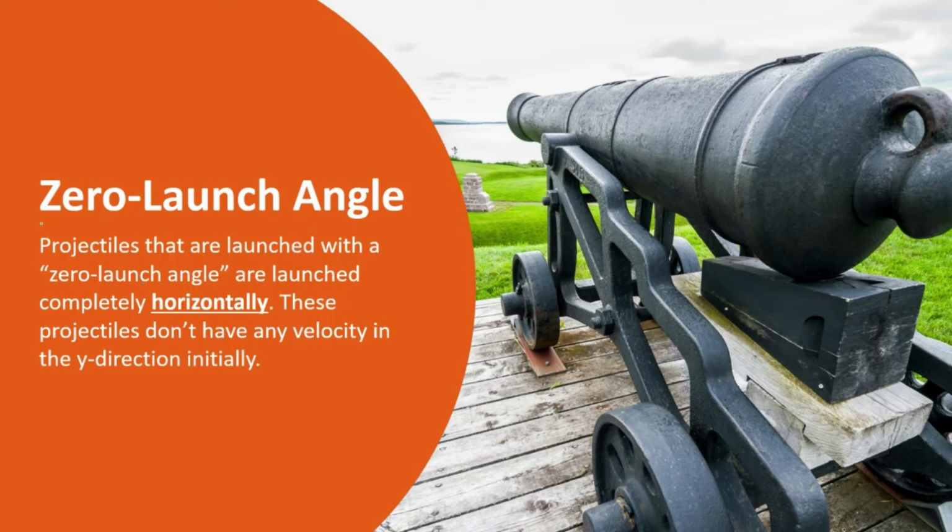All right, everyone, welcome back to Conceptual Physics: Projectile Motion, Zero Launch Angle. Projectiles that are launched with a zero launch angle are launched completely horizontally. These projectiles don't have any velocity in the y direction initially. So they're going to be launched out horizontally, something like this, and it's going to be falling like this. At the very beginning, it's going to have a velocity in the x direction, but it's not going to have any velocity in the y direction. Velocity in the y is just zero.